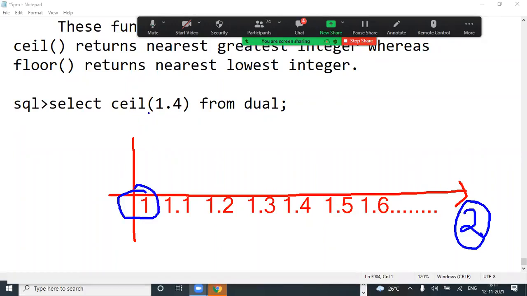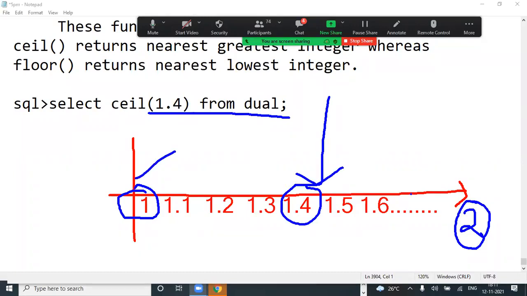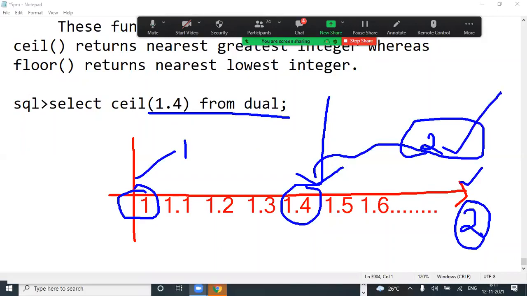Yes, this is where CEIL returns. Here the control is on 1.4. What is the nearest integer of this 1.4? 1 and 2 are there. Which one is the nearest? 1 is the nearest actually, but there are two nearest integers, one on the left and one on the right. CEIL returns the nearest greatest integer of these two, 1 and 2. Which one is the greatest value? Very good, 2 is the greatest value. 2 is the correct answer.